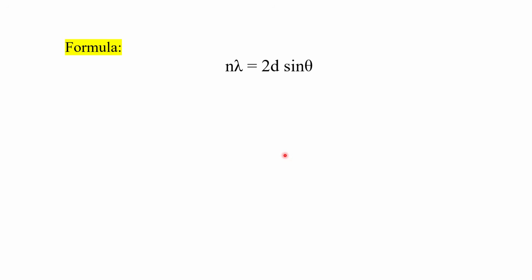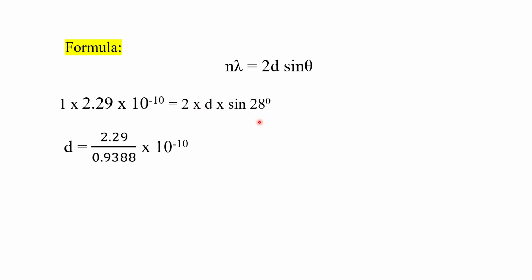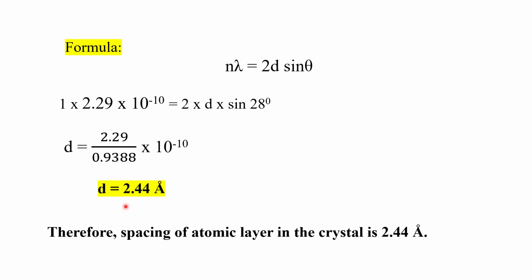The formula we know: n lambda is equal to 2d sine theta. n is 1, 2.29 into 10 to the power minus 10 is the value of lambda, multiplied by 2d into sine of 28 degree. So again rearrange the terms for the value of d. That will be 2.29 divided by 0.9388. We have taken the sine 28 degree value and multiplied it by 2. So here the value will become d is equal to 2.44 angstrom. So we can say that the spacing of atomic layer in the crystal is 2.44 angstrom.